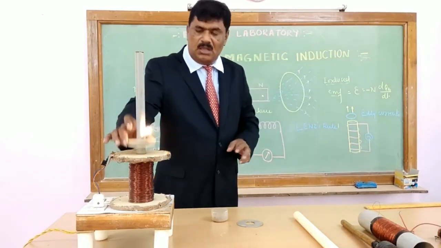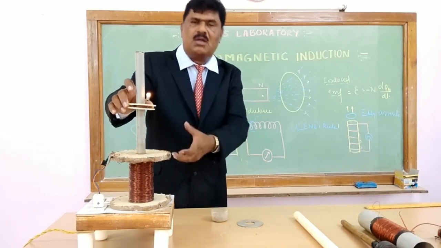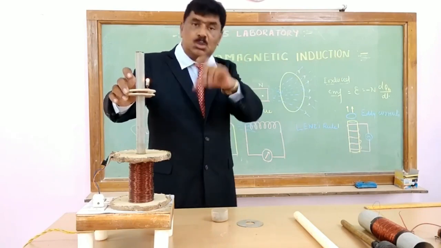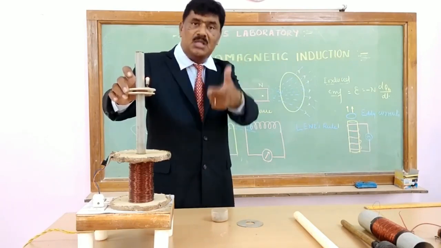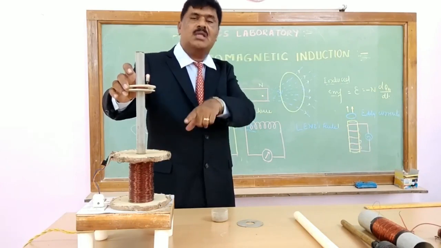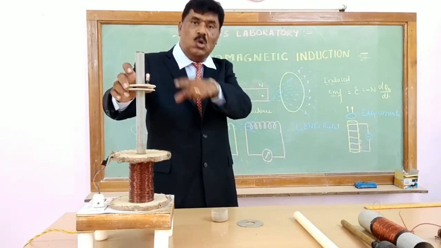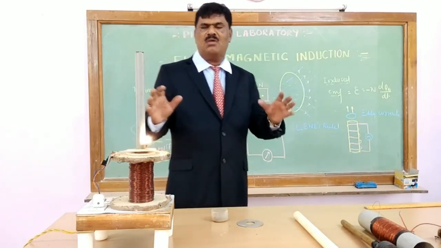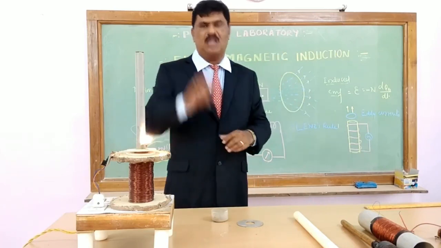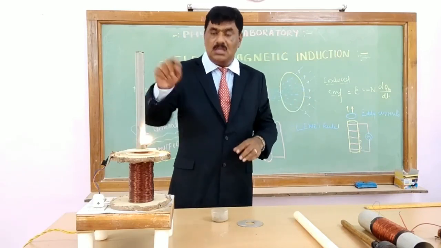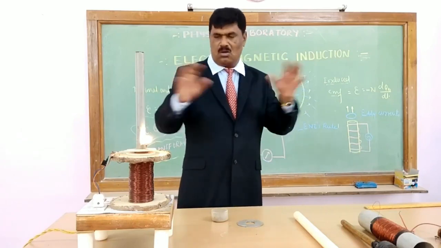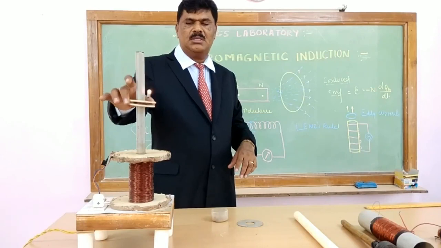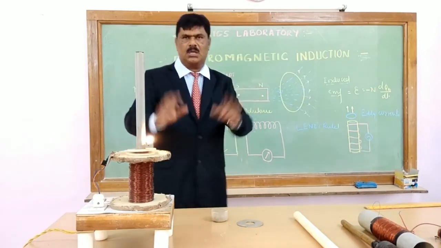Actually, near the primary coil, the magnetic field is very much stronger. As one goes away from the coil, the strength of the magnetic field decreases, and hence the rate of change of magnetic flux also decreases, and accordingly there is a decrease in the glow of the bulb. So this is a simple phenomenon of electromagnetic induction. That means a changing magnetic field is inducing a current in a coil, and accordingly the bulb is glowing there. Right? Okay, friends.